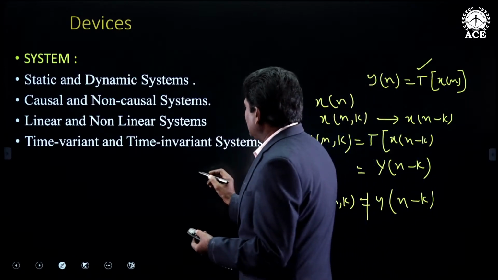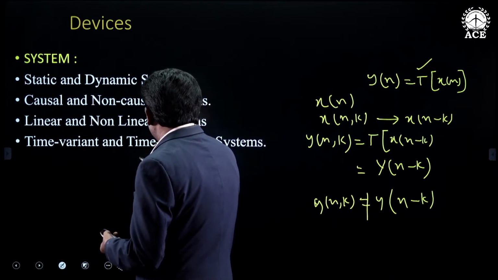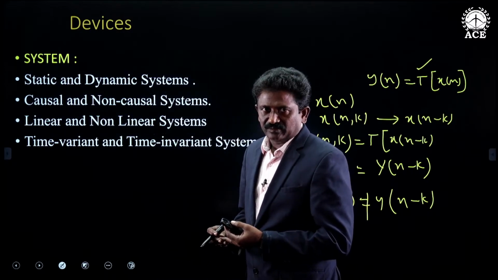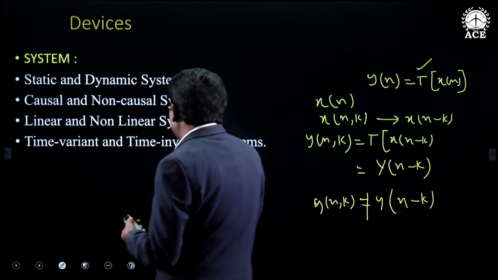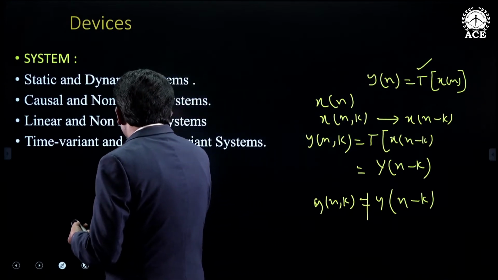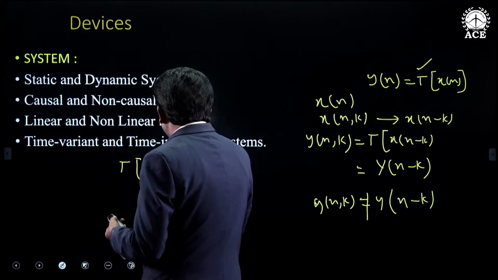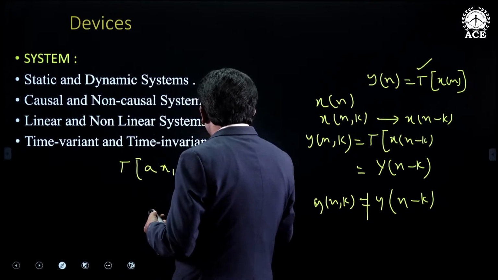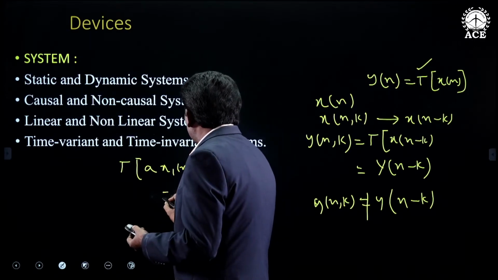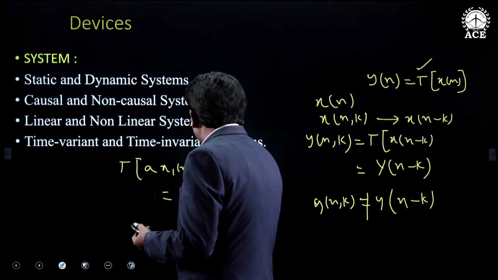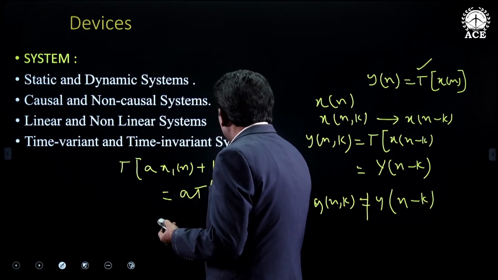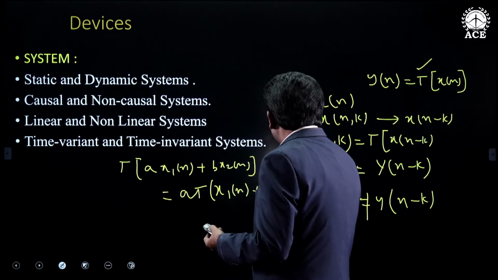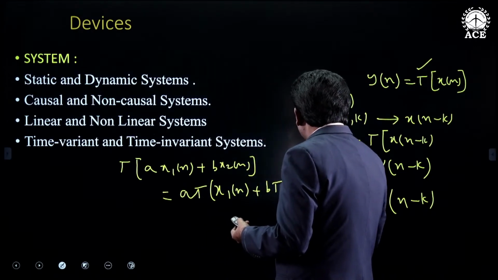For linearity, you can write our transformation like this. According to our definition, it obeys the superposition principle. That means we can express it like this: the transformation of a weight a times x1 of n plus a weight b times x2 of n is equal to a times the transformation of x1 of n plus b times the transformation of x2 of n. So this is called the superposition principle.